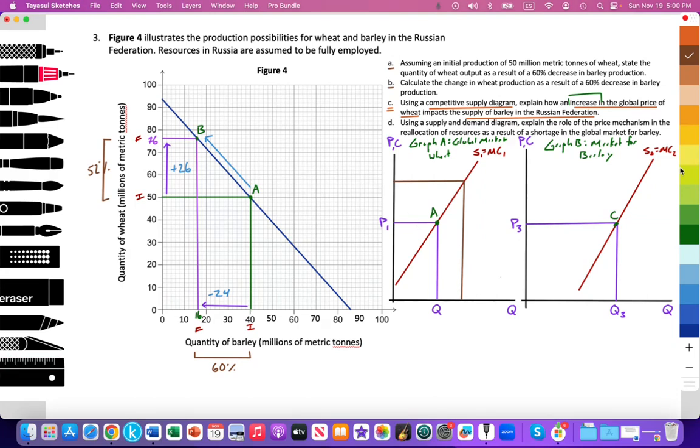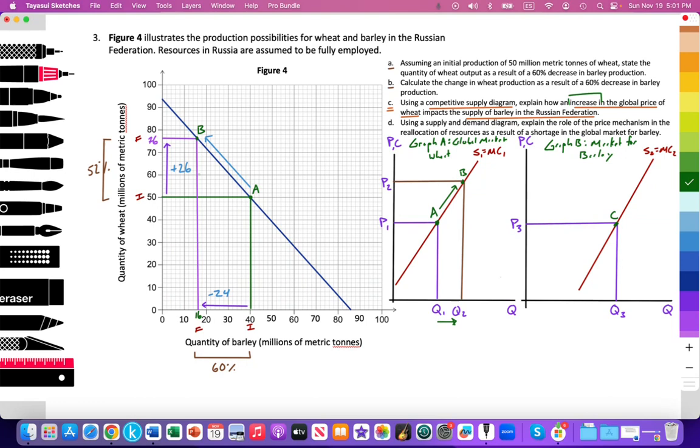So I'm going from P1 to P2, increasing quantity supply from Q1 to Q2, taking me from point A to point B. That's a movement along the supply curve because there's a direct relationship, a positive relationship between price and quantity of supply. So there I've illustrated that. So think about that. So we have that higher price.